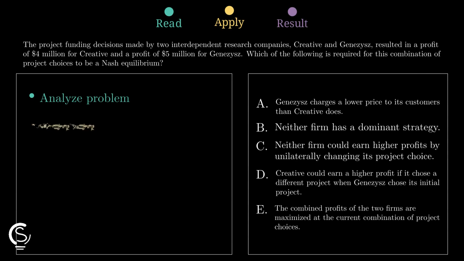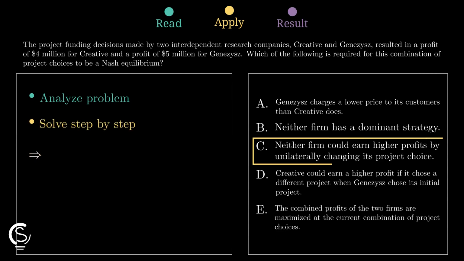Option C perfectly describes this state of no unilateral improvement. This makes option C the final answer for this project funding problem.